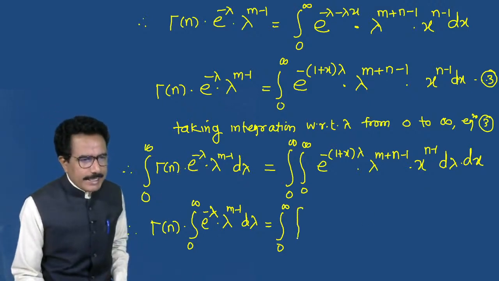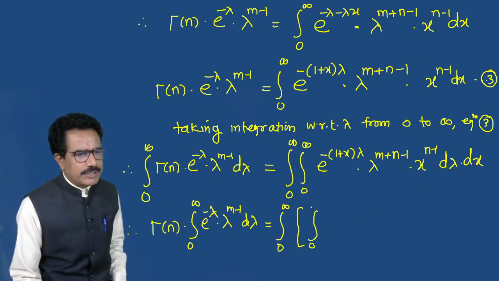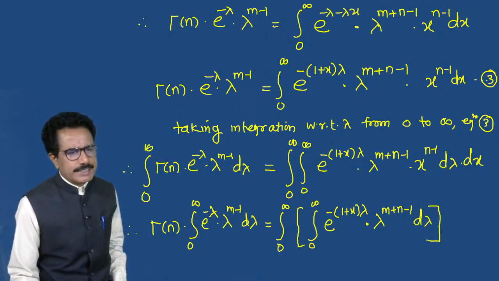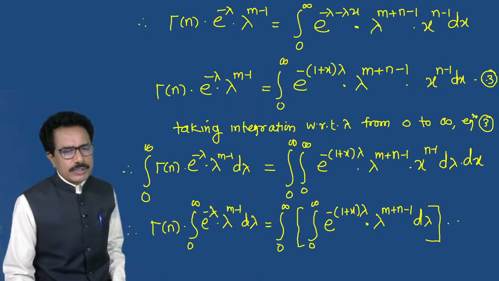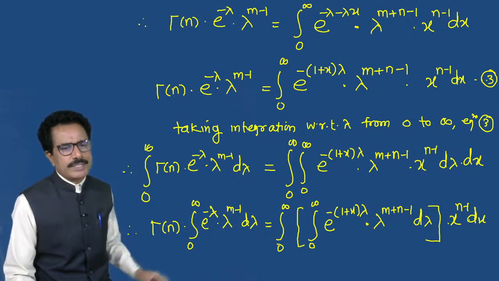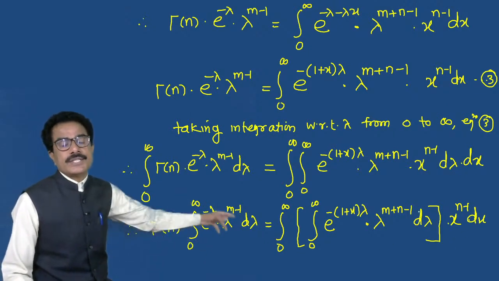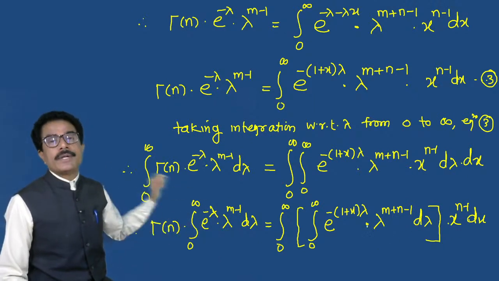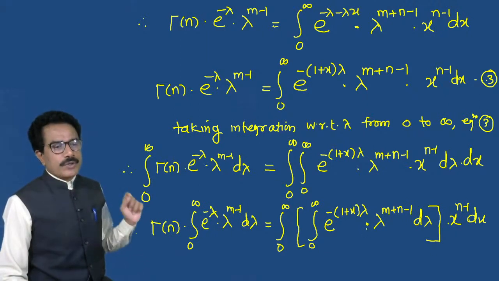Again we can take the integration from 0 to infinity with respect to lambda of e raised to minus (1 plus x) lambda into lambda raised to m plus n minus 1 d lambda. This is the internal integral, into x raised to n minus 1 dx. We have seen in the double integral, we have to take the first integration with respect to lambda. Okay, so what will happen here?